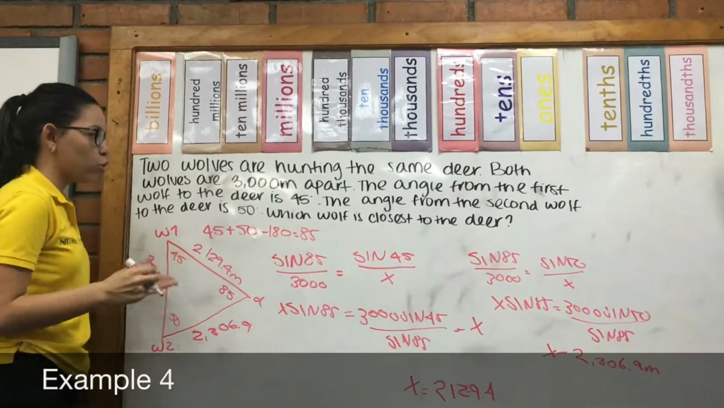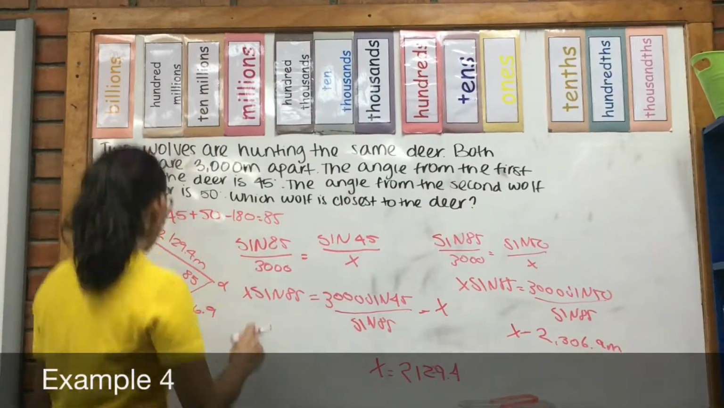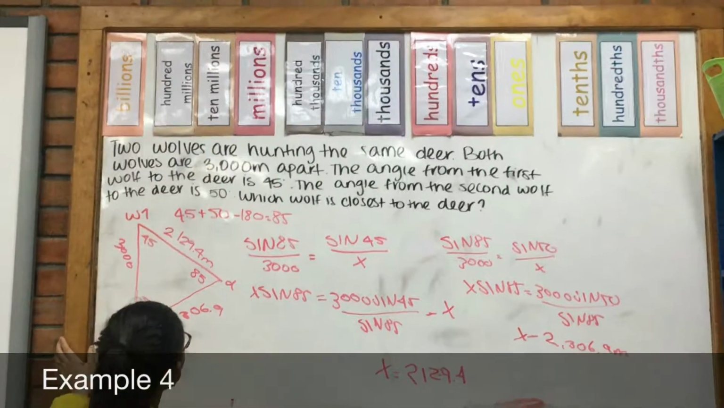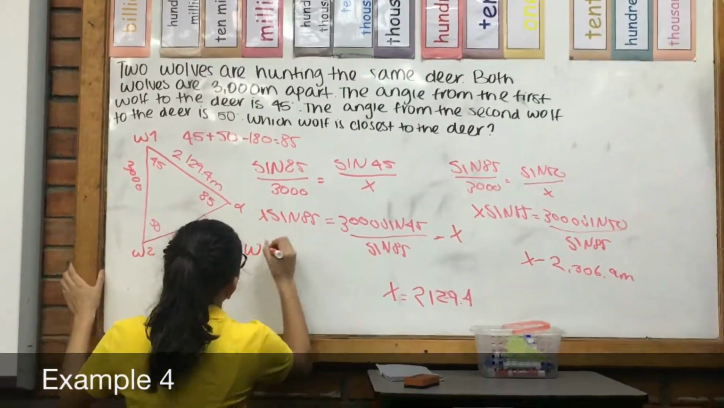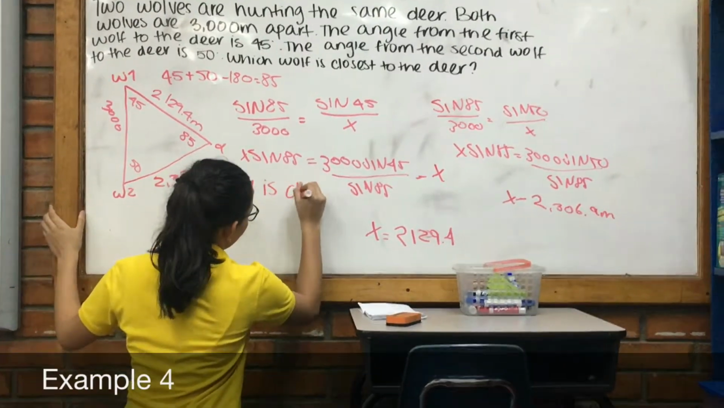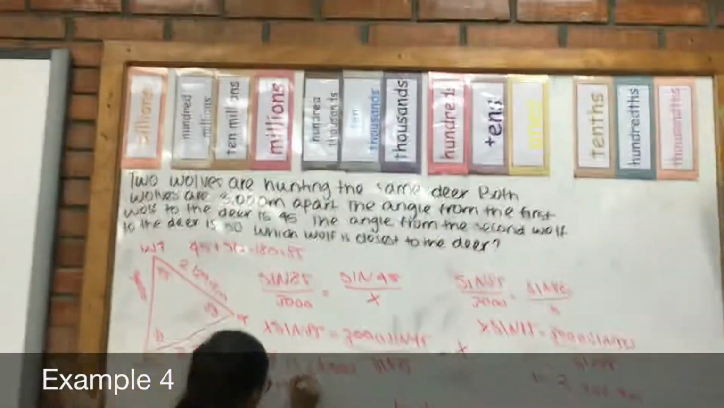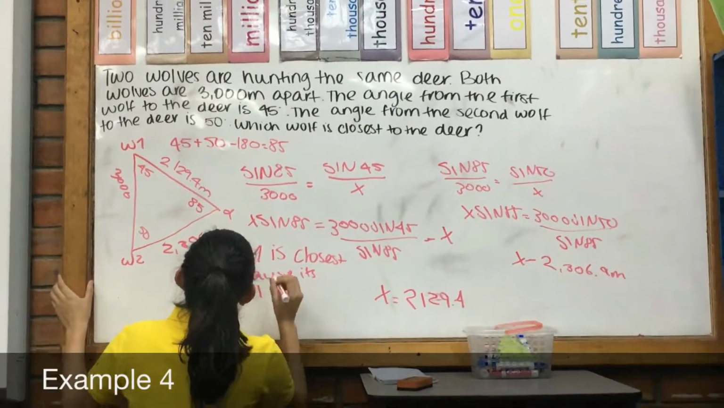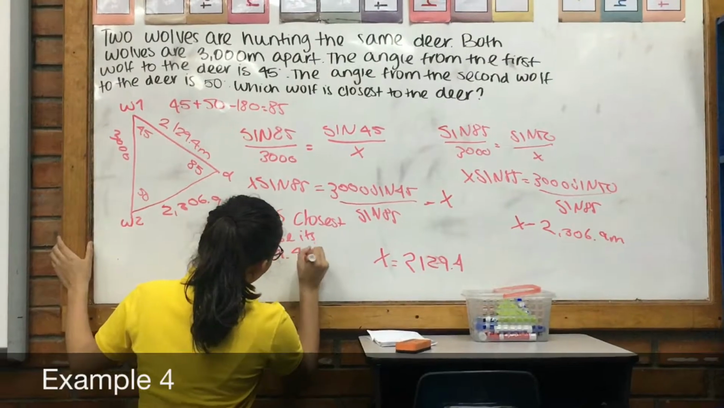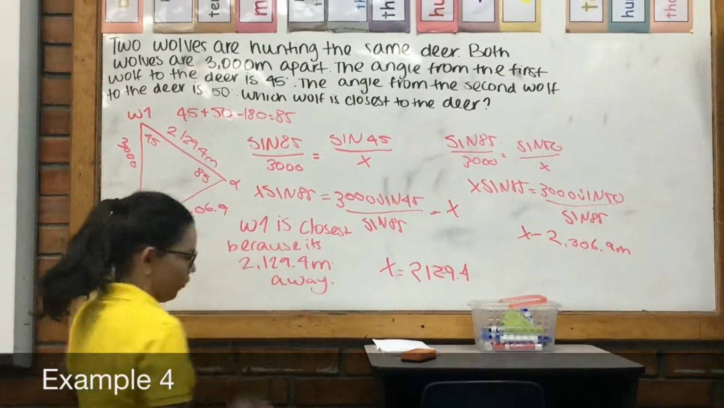The question is which wolf is closest to the deer? And we have that wolf number 1 is closest to the deer because it is 2,129.4 miles away. And that's our final answer.